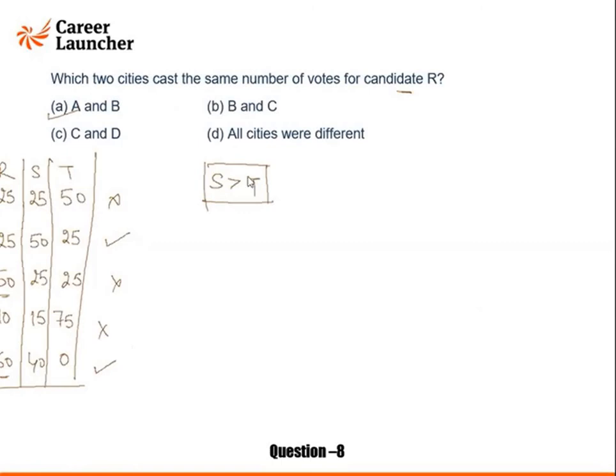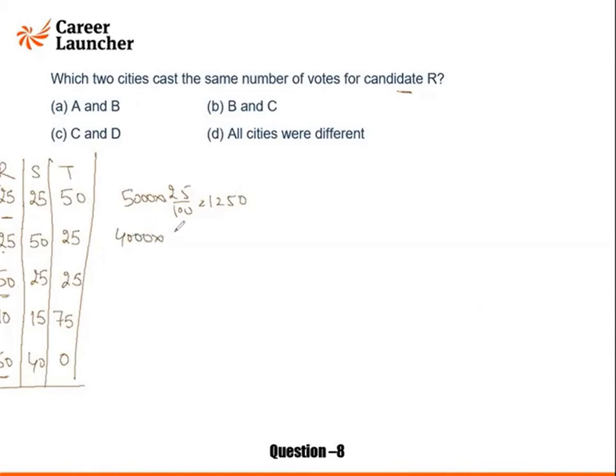Okay, so let's talk about now question number 8. It says, which two cities cast the same number of votes for candidate R? For R, we have this percentage votes. This is the votes. So when we are calculating R's vote in city A, it will be 5,000's 25%. So 5,000 into 25 by 100. If you solve this, you will get 1250.